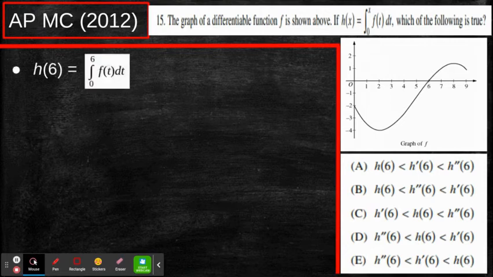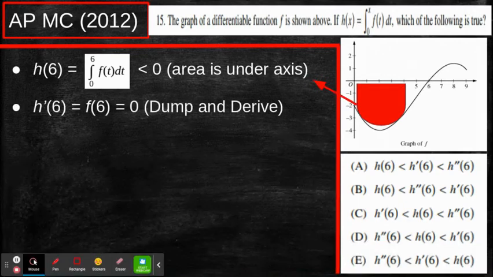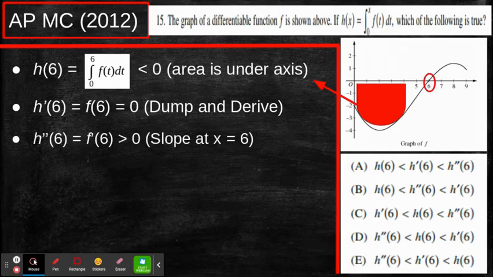So we know h of 6 equals the integral of f of t dt from 0 to 6, and that is less than 0. It's negative because all this area right here is under the x-axis. Now h prime of 6 will equal f of 6, which is 0, because we just go look at the graph of f, and it is at 0, with our dump and derive skill. And now h double prime would just equal f prime of 6, which is greater than 0, as we're looking at the slope when x equals 6, and we can see that is a positive slope.